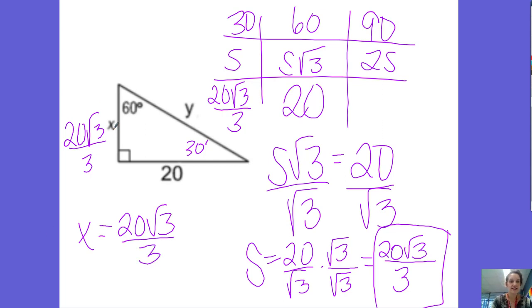Then, when we have the short side, we just multiply it by 2 to get the hypotenuse. To get from S to 2S, I'm just multiplying by 2. So 20 root 3 over 3 times 2 is 40 root 3 over 3. So Y is double that, 40 root 3 over 3.